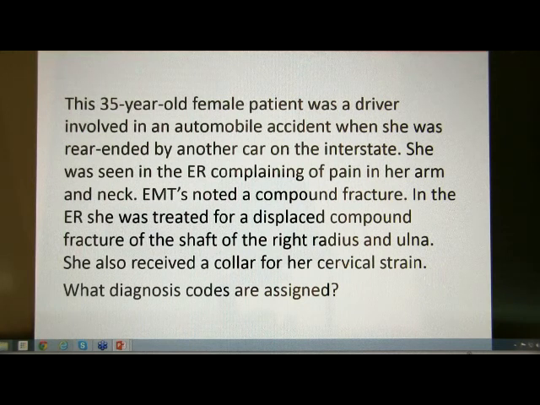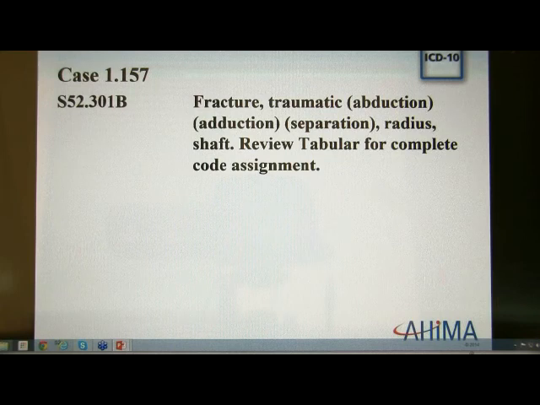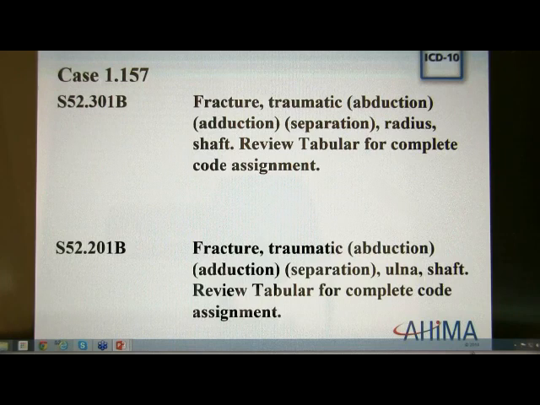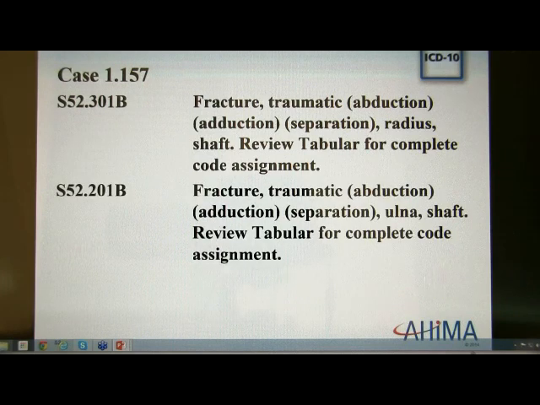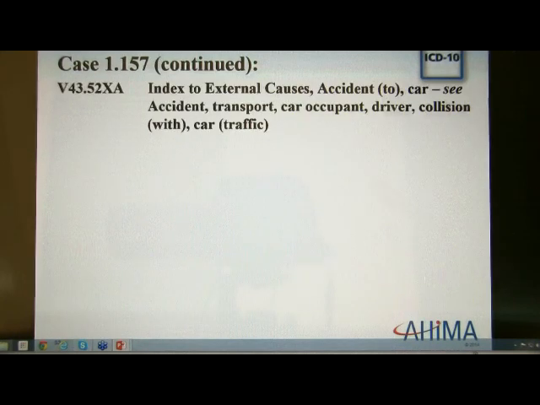receives a collar for her cervical strain. So we have multiple injuries here that we're going to have to code, as well as those incident codes and external cause codes. So we're going to start with the fracture of the radius and a fracture of the ulna. Seventh character B is for that open type fracture. We also have a code for the cervical strain, and then we're going to start reporting those external cause codes.